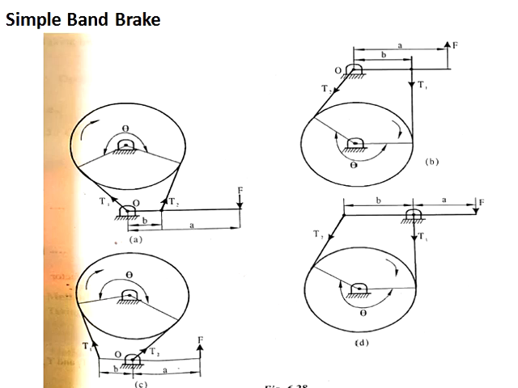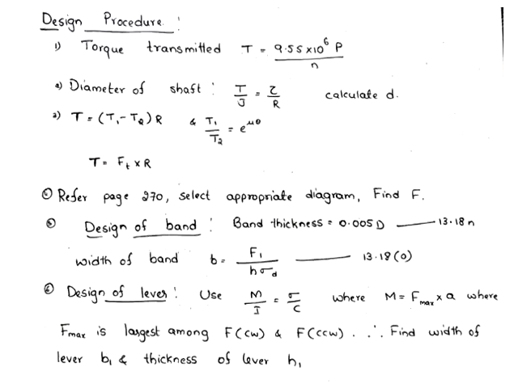This simple band brake consists of, so here one end of band is connected to fixed fulcrum and other end is connected to lever. So you can see all four diagrams here. In all four diagrams, one end will be connected to fulcrum and other end of this strip will be connected to part at one point of lever. So all four figures indicate simple band brake. Moving on to design procedure.